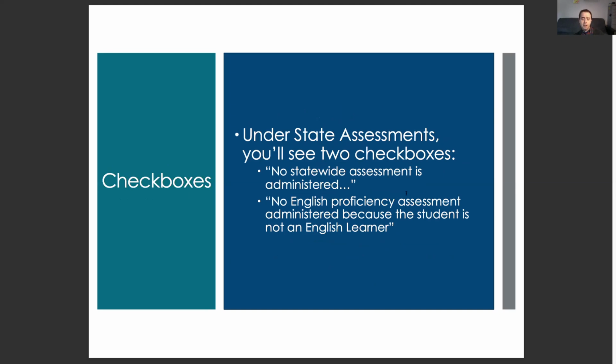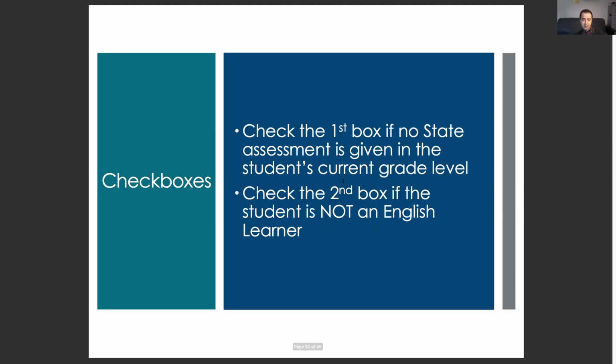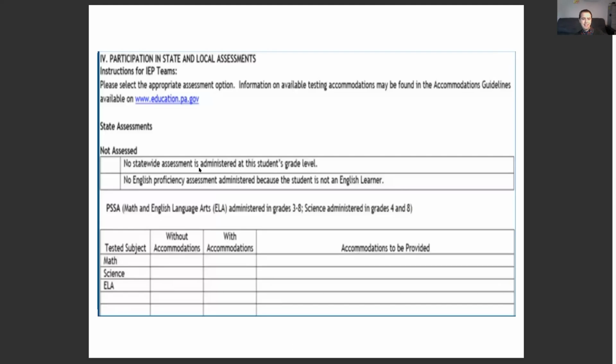So those are the assessments that we're going to talk about, and the grade levels when those assessments happen. And now we're going to talk about the actual action that you have to take as a special educator when you're filling out the state and local assessment form. So under state and local assessments, you'll see 2 checkboxes. One begins with "no statewide assessment is administered," and the second one starts with "no English proficiency assessment is administered because the student is not an English learner." So what those questions look like on the state's IEP is the following: no statewide assessment is administered; no English proficiency assessment is administered because the student is not an English learner.